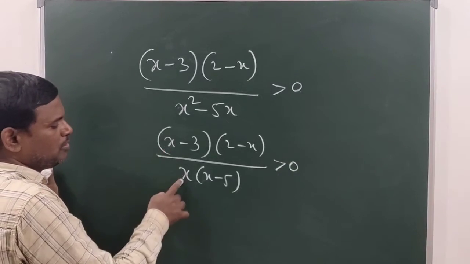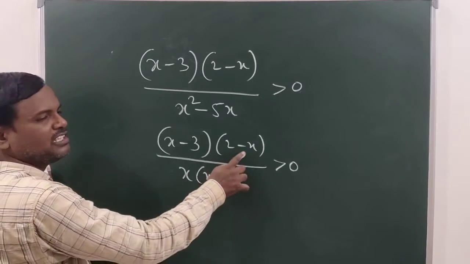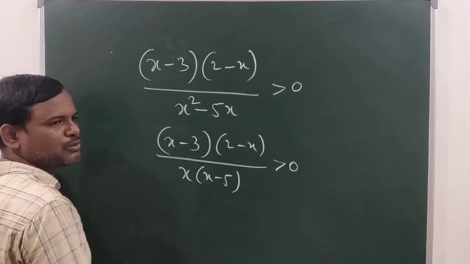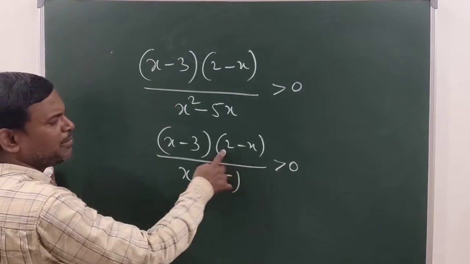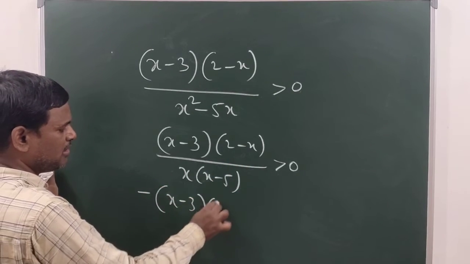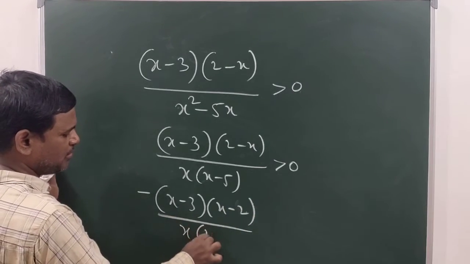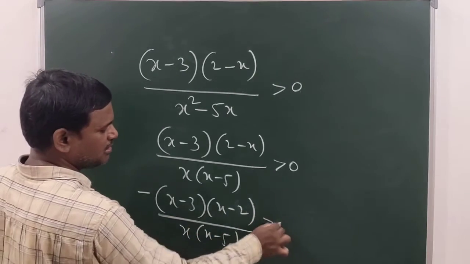Next step. Observe the coefficient of x. Here it is positive, positive, positive. But here it is negative. Make it positive. How do you make it positive? Take minus common from this. Write that minus here. (x minus 3)(x minus 2) by x(x minus 5) greater than 0.